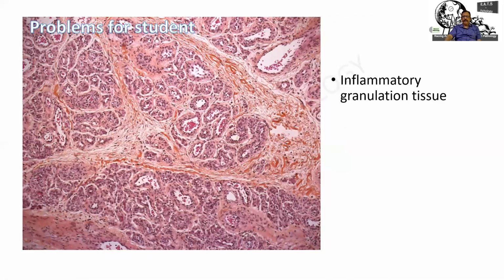So this is a problem for the student. I would like you people to kindly distinguish this from the inflammatory granulation tissue. This is another slide that is given for you and you should not mistake.